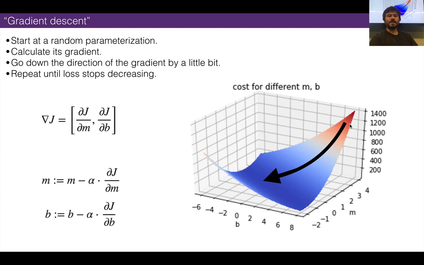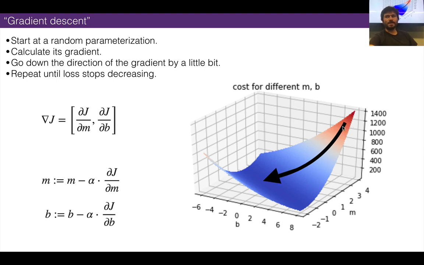So the idea is that you just keep on doing this. At every step, you figure out what the slope of your loss surface is, and then go down a little bit. And you can't go down too much, because you may figure out the direction, but the direction that goes lower changes as you go.